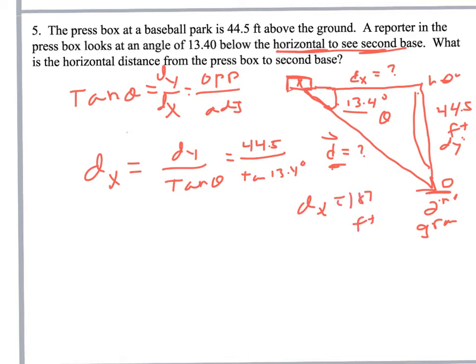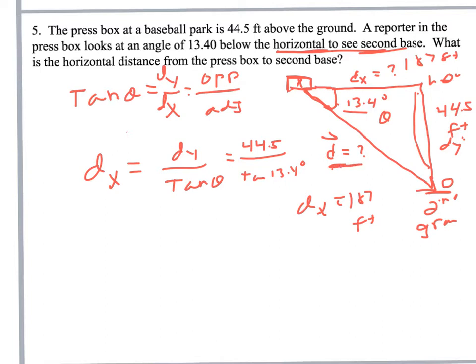So now we have this horizontal distance. That's this value right here. This d sub x is 187 feet. So that's our horizontal. What is the horizontal distance from the press box to second base? That's all it asked us for. That's the only thing we have to do, solve for that horizontal distance, and it didn't even ask us for the vector. We could actually go ahead and find that.